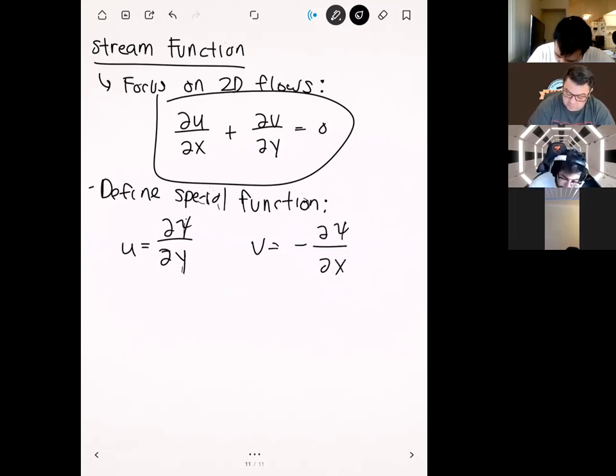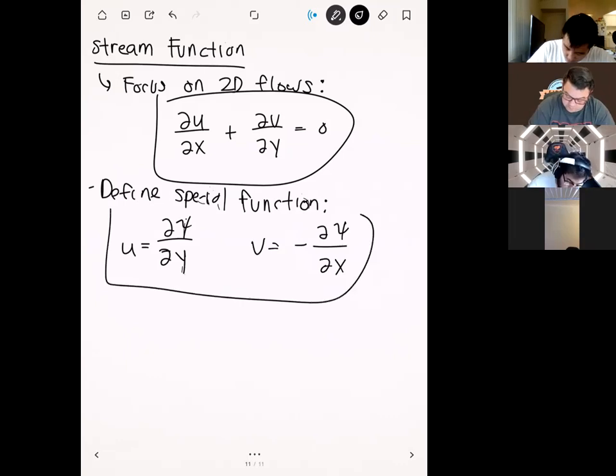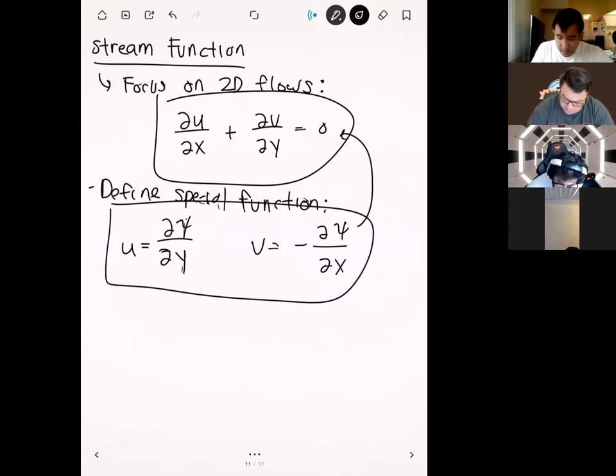Right? And so if we define our function psi to be like this, so we said that the x velocity is equal to d psi dy, and our y velocity would be negative d psi dx. Okay? And we can see that if we plug these into our expression up here, our continuity is going to be satisfied.